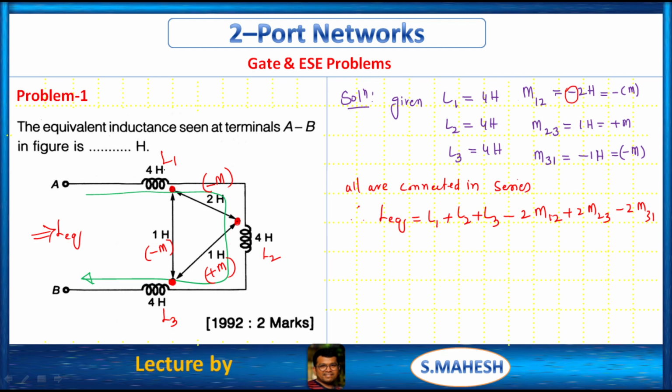Simple. L equivalent is L1 plus L2 plus L3. Between 1 and 2 we have minus M, therefore minus 2M. Between 2 and 3 we have plus M, therefore plus 2M. Between 3 and 1 we have minus M, therefore minus 2M. Therefore 4 plus 4 plus 4 minus 2M12. 2 into M12 is 2.